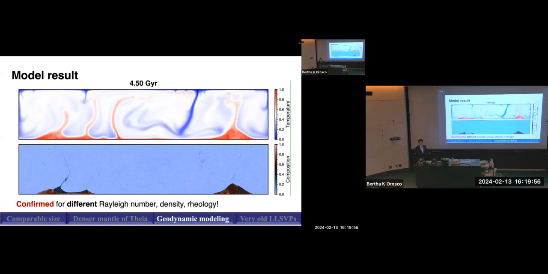So this is just a reference case. It's 2D, but we confirmed it by using different Rayleigh numbers. The Rayleigh number is a factor measuring the convection vigor. We also change the density range that we constrained in the second part. It doesn't affect much. And we also use different rheology and can still get similar results.